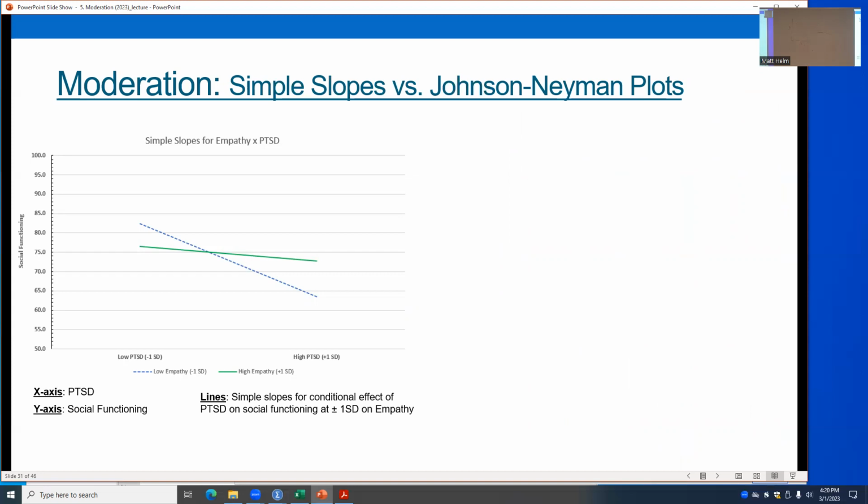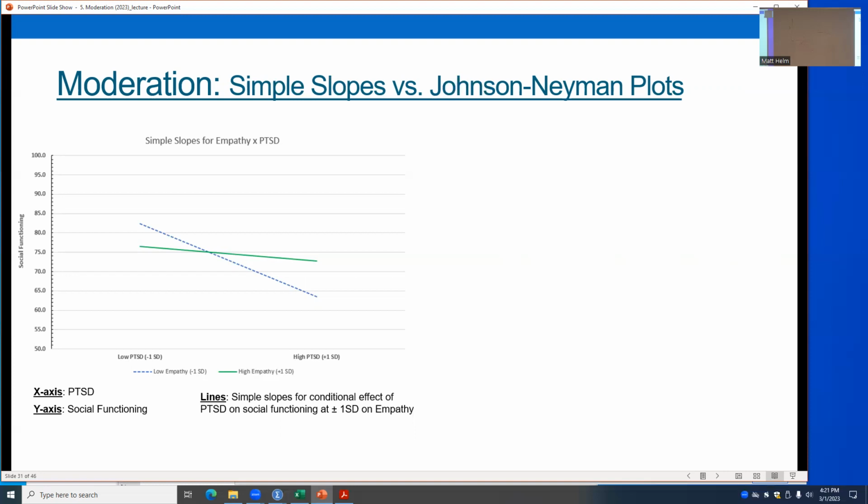Layla was interested in looking at the relation of PTSD and social functioning at different levels of empathy. Okay, and so she went through and she found an interaction of empathy and PTSD on social functioning. And we plotted this out using our standard simple slopes, right? So here we have evidence for a negative relation between PTSD and social functioning at low levels of empathy. So at low levels of empathy, as my PTSD increases, my social functioning decreases, okay?